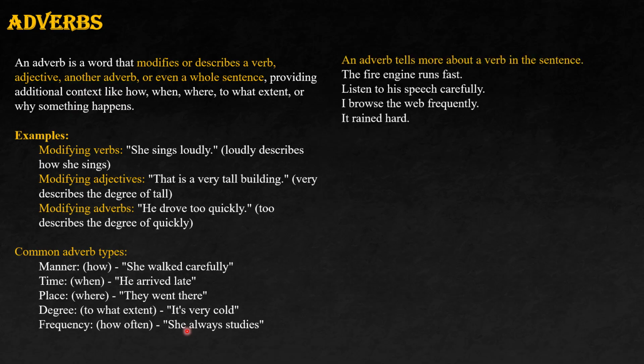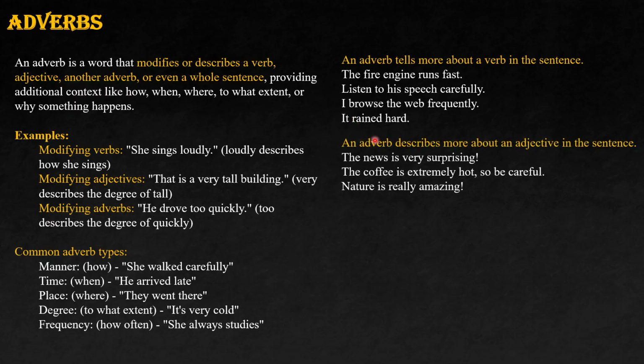Now, adverbs tell more about the verb in sentences also. For example, the fire engine runs fast. Fast here. Listen to his speech carefully. I browse the web frequently. Every day we do it, right? It rained hard. When it comes to describing an adjective: the news is very surprising.